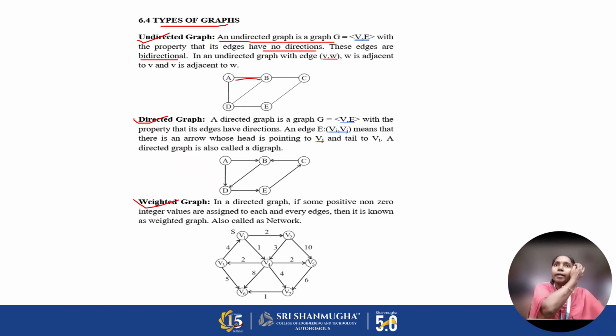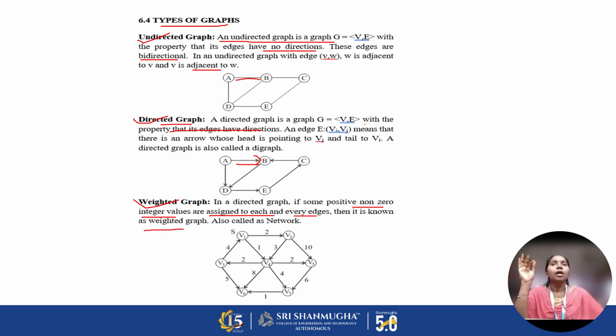In an undirected graph with edge (W, V), W is adjacent to V and V is adjacent to W. So this is the formula pattern, and we simply represent it as an undirected graph, meaning no direction at all. And the next one is the directed graph. A directed graph is a graph with the property that its edges have directions. And the weighted graph: positive non-zero integer values are assigned to each and every edge. Then it is known as a weighted graph.